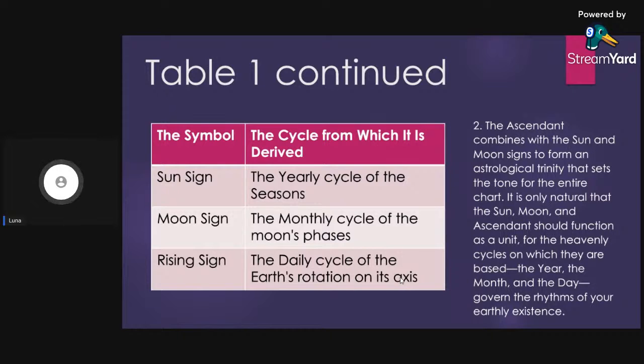The ascendant combines with the sun and moon signs to form an astrological trinity that sets the tone for the entire chart. It is only natural that the sun, moon, and ascendant should function as a unit, for the heavenly cycles on which they are based, the year, the month, and the day, govern the rhythms of your earthly existence. We have the symbol and then the cycle from which it is derived. The sun sign is the yearly cycle of the seasons. The moon sign is the monthly cycle of the moon's phases, and the rising sign is the daily cycle of the Earth's rotation on its axis.